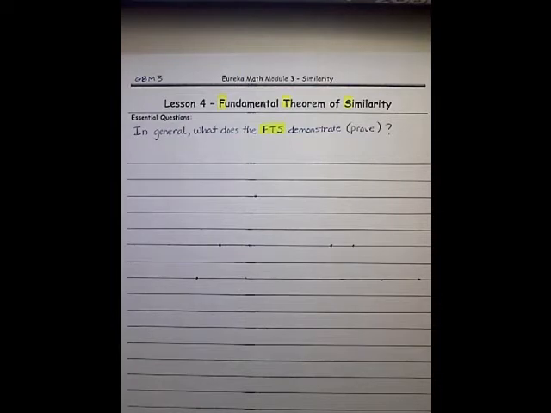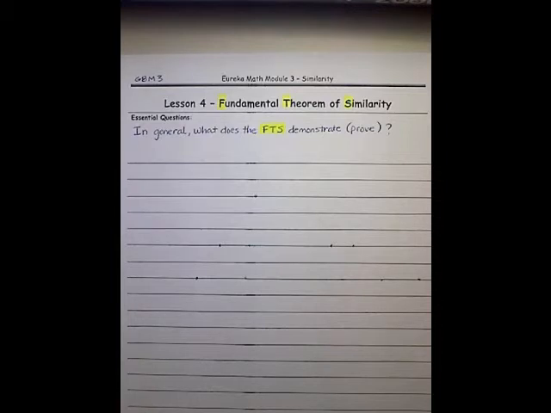In general, what does the FTS demonstrate or prove? The last few days we have focused on dilation. Now we want to use what we know about dilation to come to some conclusions about the concept of similarity in general. A regular piece of notebook paper can be a great tool for discussing similarity. What do you notice about the lines on the notebook paper?